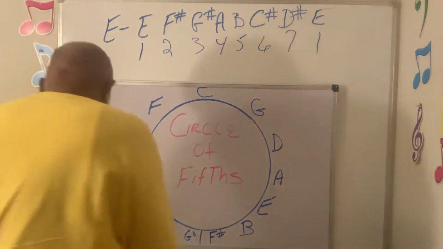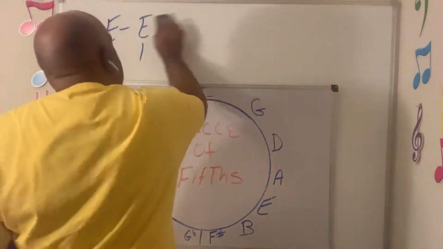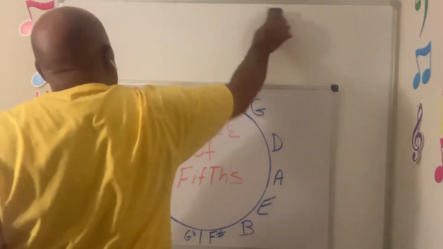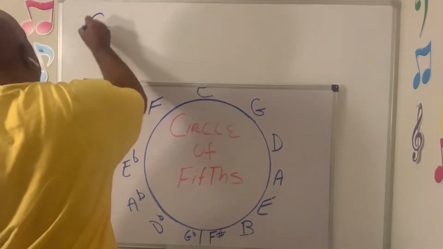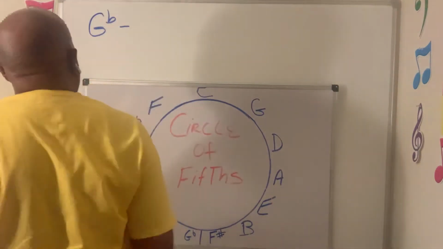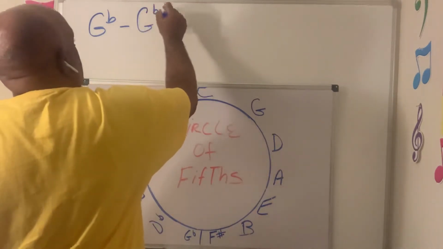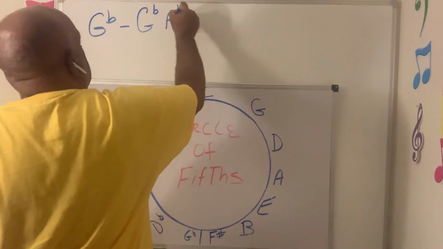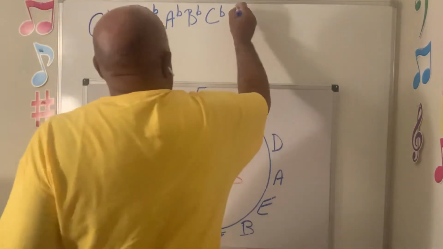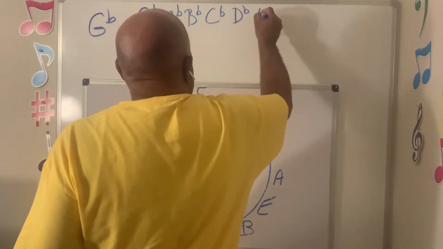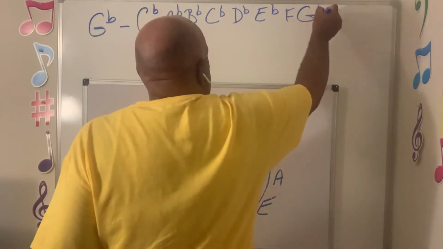Let's do it this way. Since we did some of the sharps, let's do some of the flats so you get an idea. Let's do G flat. Key of G flat. All right, G flat has how many flats? 6 flats. So that's G flat, A flat, B flat, C flat, D flat, E flat, F, and then back to G flat.